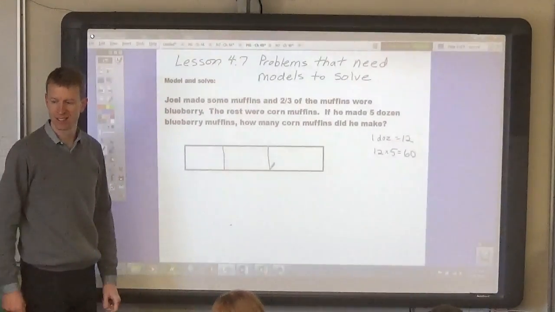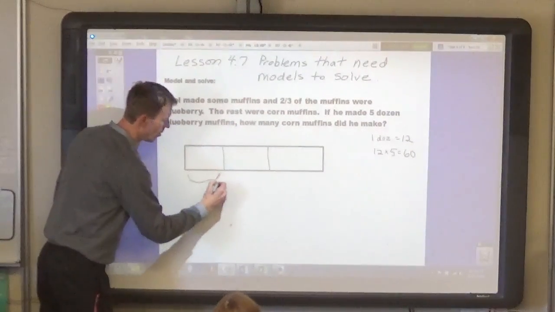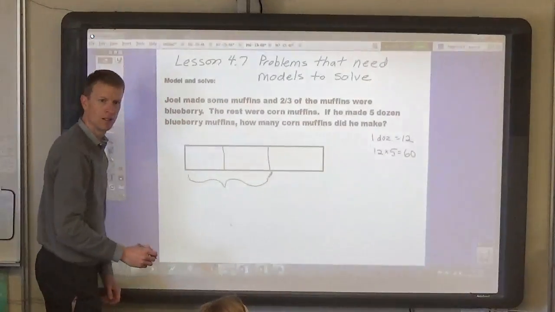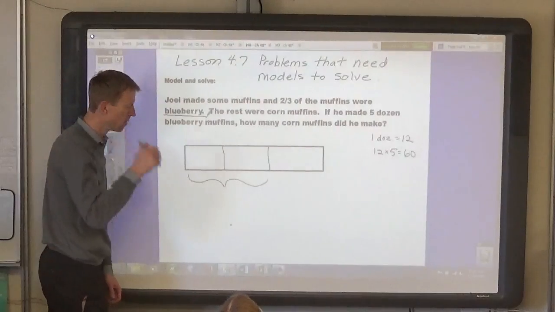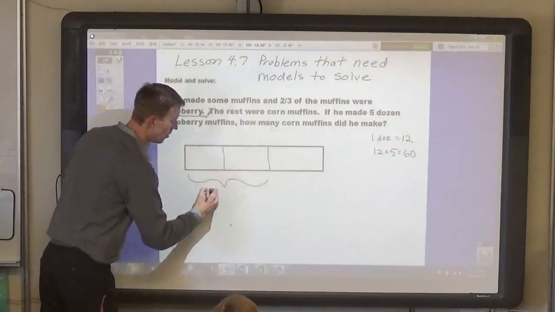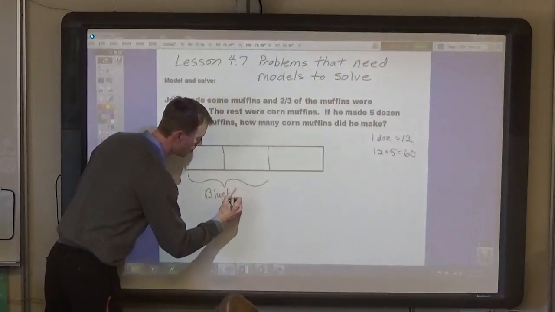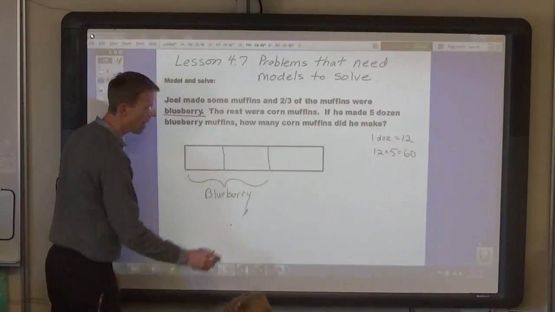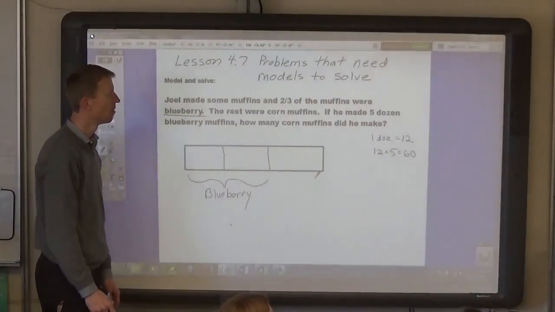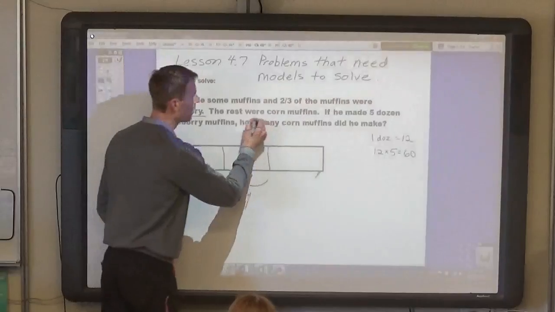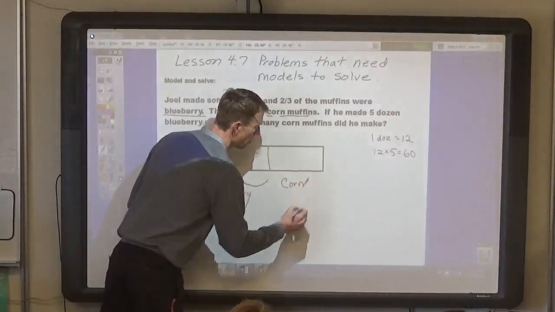Okay, Maya? There's 2. 2 of them are what? Blueberry. Come on, Andrew, don't guess. Think. 2/3 are blueberry. And this one, 1/3, is corn. Yeah, the rest were corn muffins.